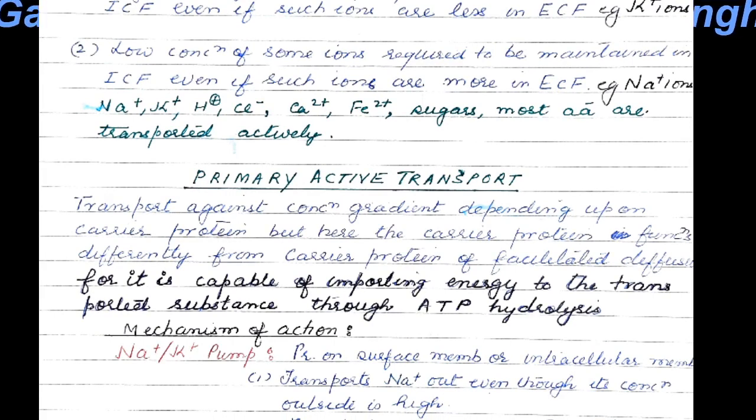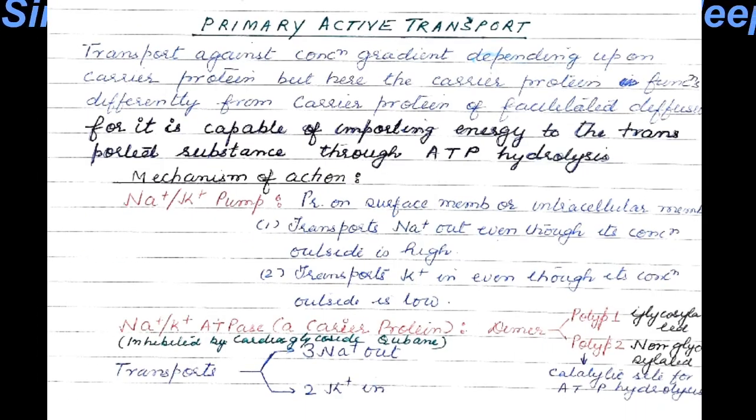In this transport, as usual in active transport, the substance is transported against the concentration gradient depending upon the carrier protein. But here the carrier protein functions somewhat differently from the carrier proteins which I had mentioned in facilitated diffusion, for it is capable of imparting energy to the transported substance through ATP hydrolysis. This ATP hydrolysis capacity was not afforded to the permease involved in facilitated diffusion. But here you can see the carrier protein has the capacity to hydrolyze adenosine triphosphate, which are the energy molecules.